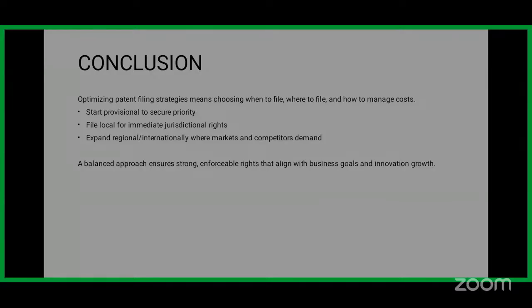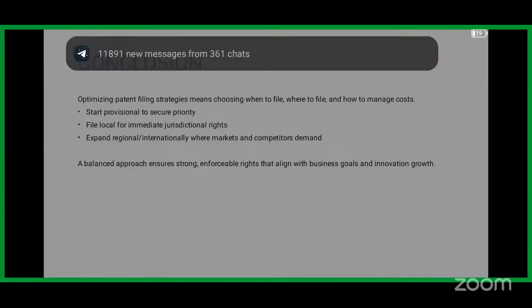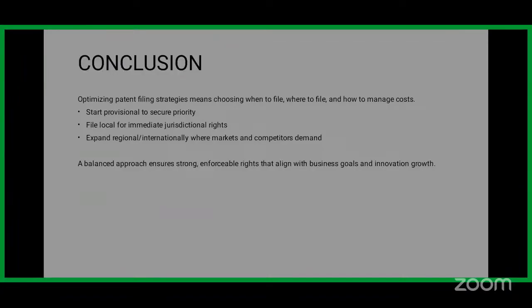Okay, in conclusion, optimizing patent filing strategies means choosing when to file, where to file, and how to manage costs. Start with provisional to secure priority, then file locally for immediate jurisdictional rights, then expand regionally or internationally where markets and competitors demand. A balanced approach ensures strong and credible rights that align with business goals.